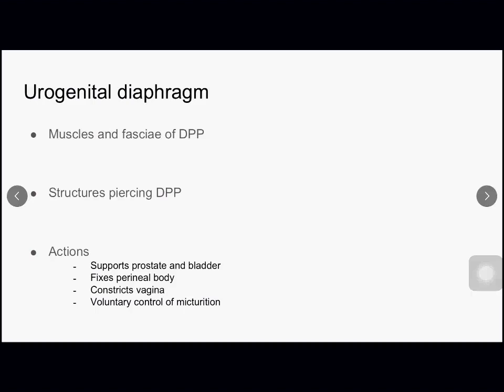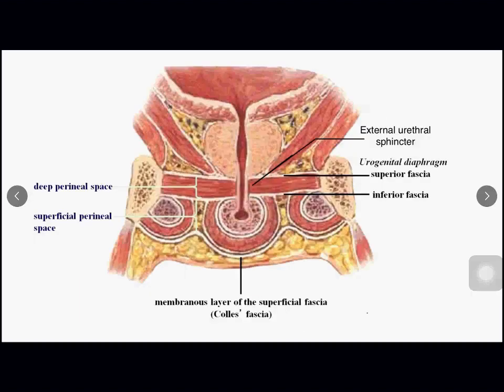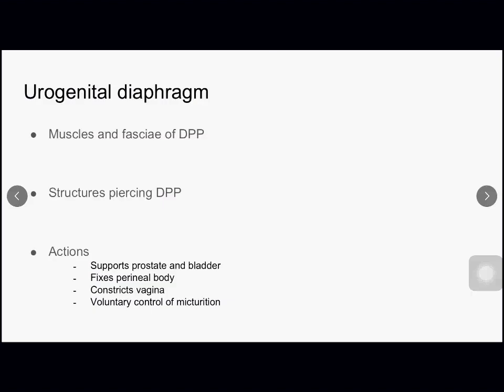It is going to support your prostate and bladder. How? You can see the deep transverse perineum will be supporting your prostate, and the bladder will be supported by this urogenital diaphragm. I have told you the deep perineal pouch is equivalent to the urogenital diaphragm. So it will be supporting your prostate, supporting your bladder, and fixing the perineal body. The deep transverse perineum will be inserted into the perineal body, thereby strengthening the perineal body.